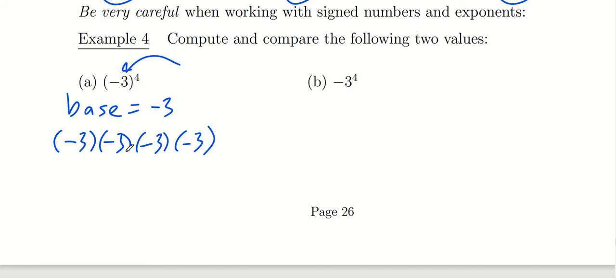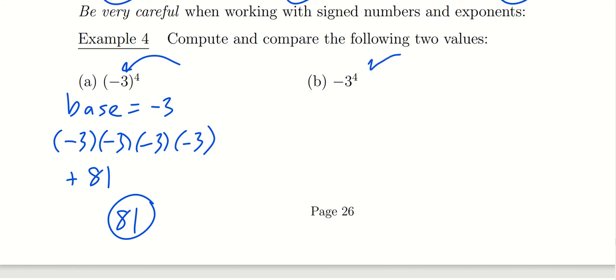Once we understand what this means, we just have to do this multiplication. A shortcut for this, remember we talked about what happens if you have a bunch of negatives multiplied together. Here we have an even number of negatives. There's 4 negative signs. So the final answer is going to be positive. 3 times 3 times 3 times 3, well, that should give us 81. So the final answer for this one is going to be a positive 81.